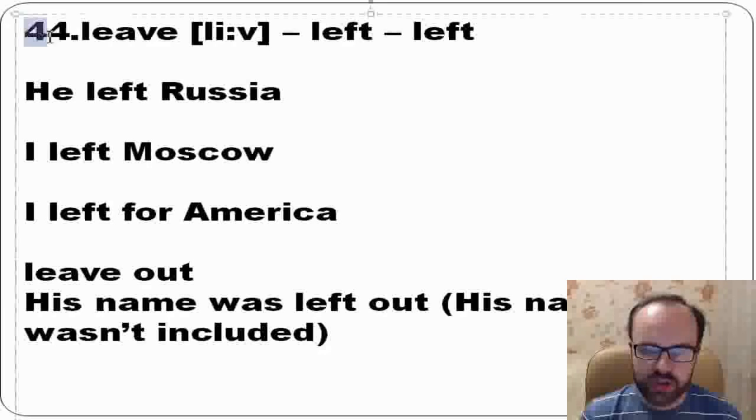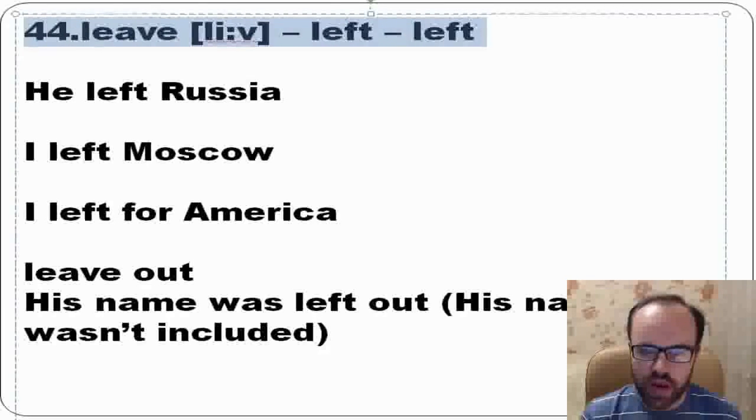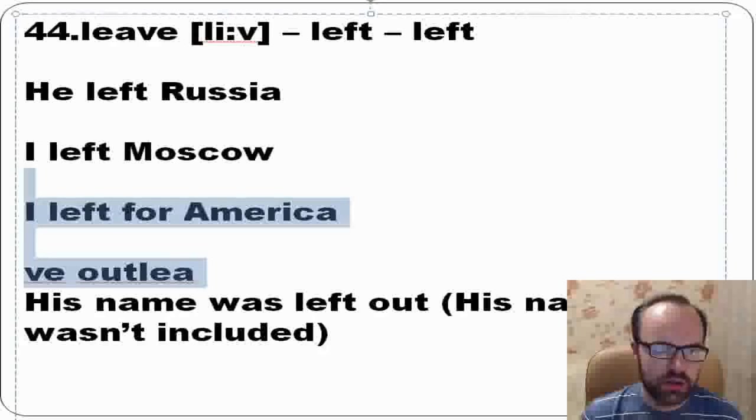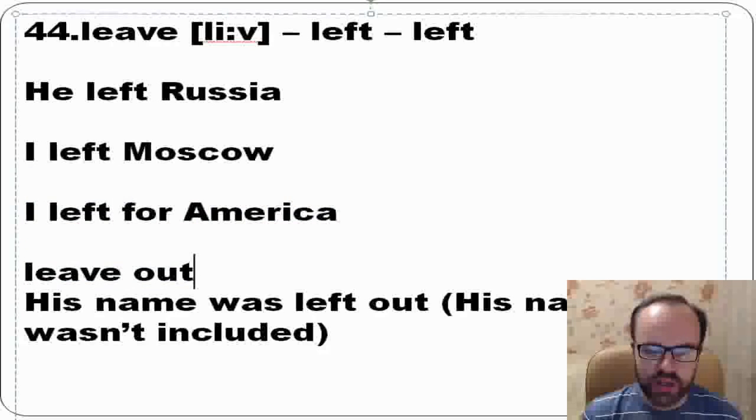Leave, left, left. He left Russia. I left Moscow. I left for America. Leave for means go to. So you can say I left for America or I went to America. Leave out means not include. So his name was left out.